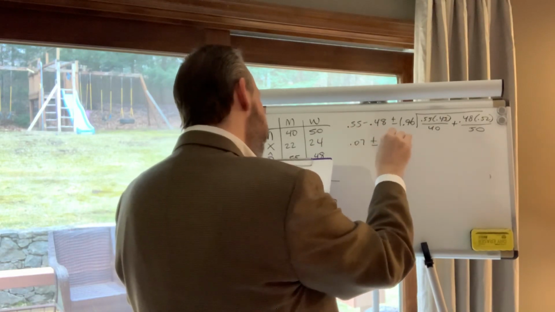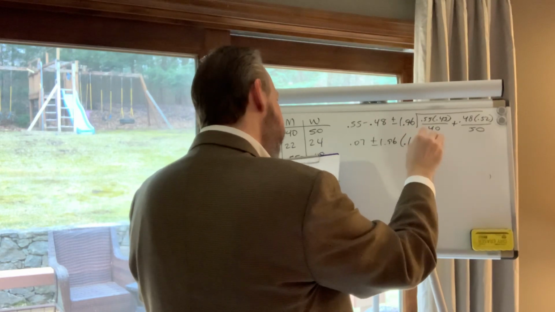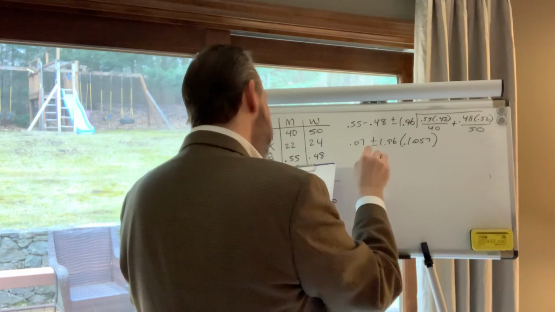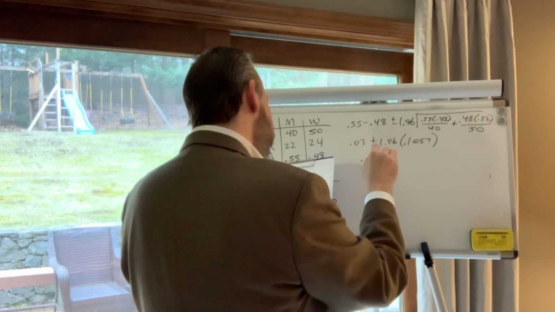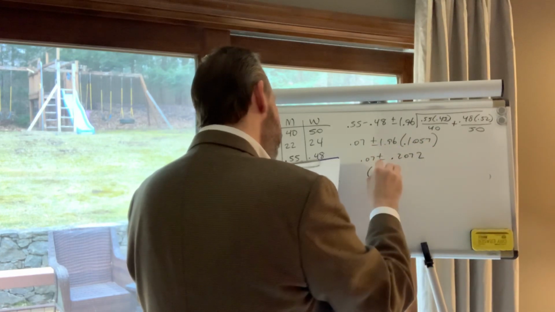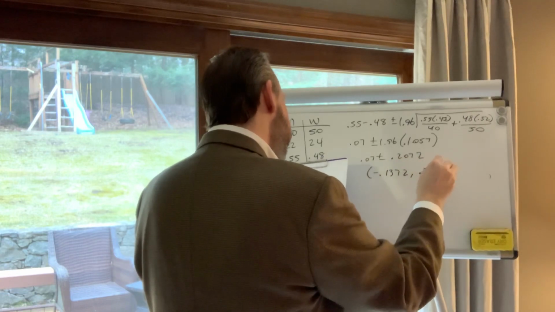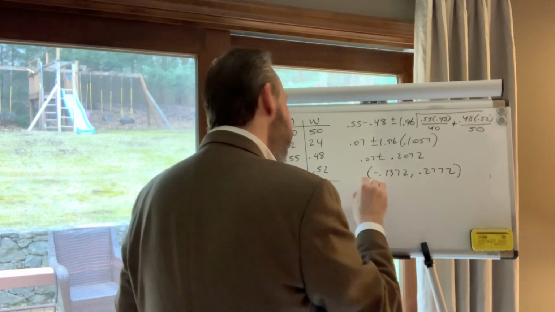All right, so here's what we get here. 0.07 plus or minus 1.96 times 0.1057, which gets you 0.07 plus or minus 0.2072, which is negative 0.1372 to positive 0.2772.